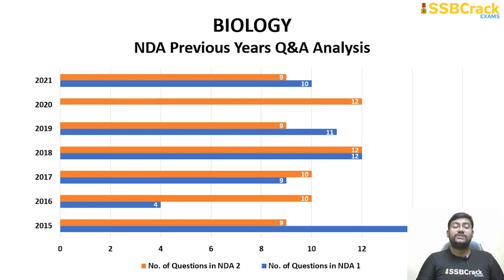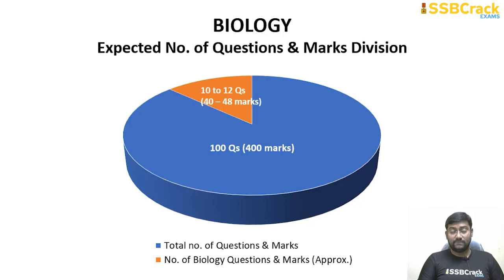So moving towards biology, the next most important topic, because you can easily see here 9, 10, 12, 9, 11 marks, 11 MCQs are regularly asked. So going through the trend, this year also in biology you can expect somewhere around 9 to 12 questions coming, which can easily fetch you somewhere around 40 to 48 marks.